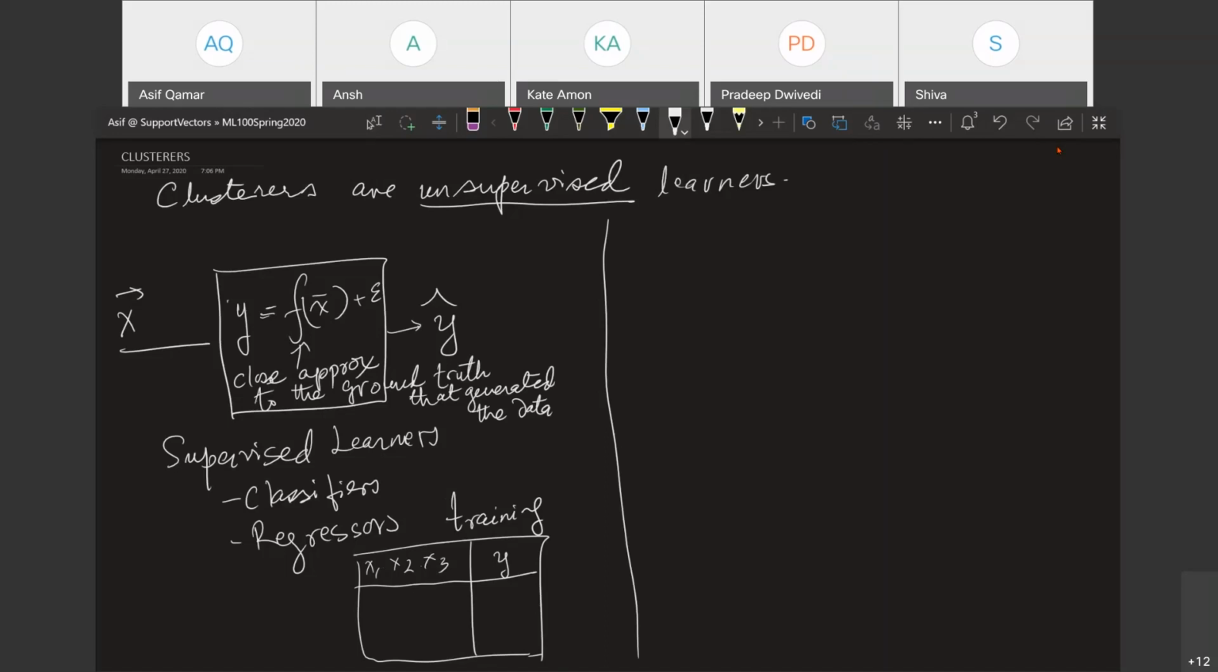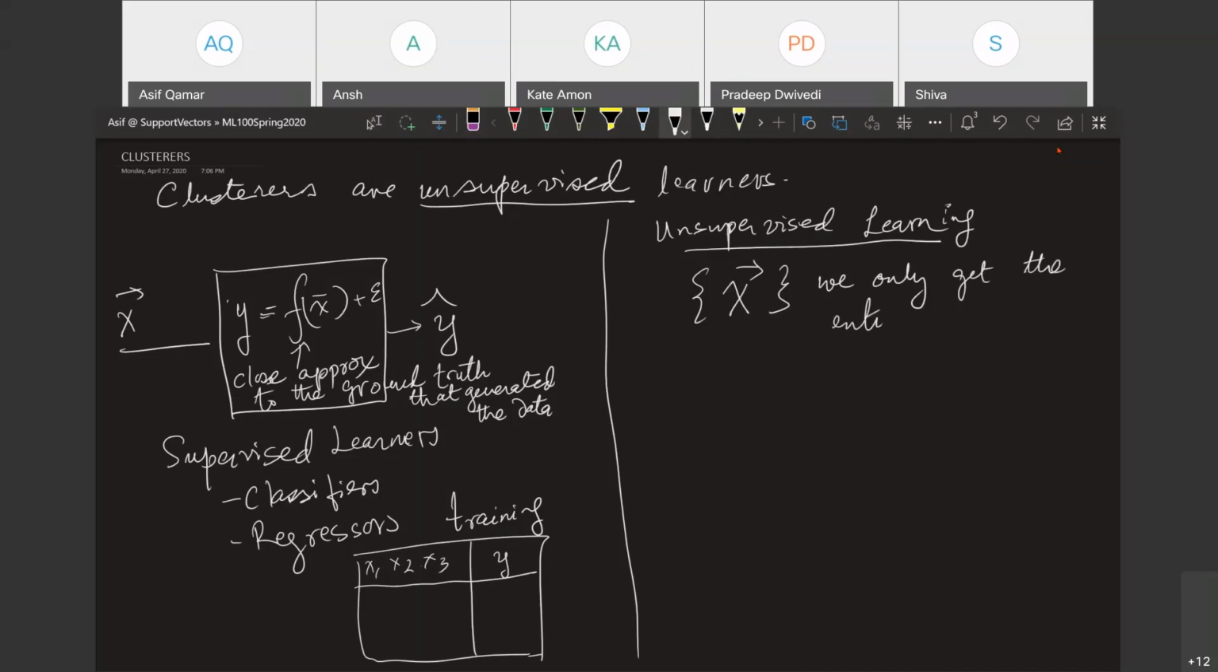On the other hand, unsupervised learning has a completely different goal. In unsupervised learning, there is only the x vector. We only get the entire data space, and there are no target variables. So these are unsupervised learning examples. I'll explain to you what that means, because this seems pretty mysterious. How can you just get a data set that gives you the input and there is no output?